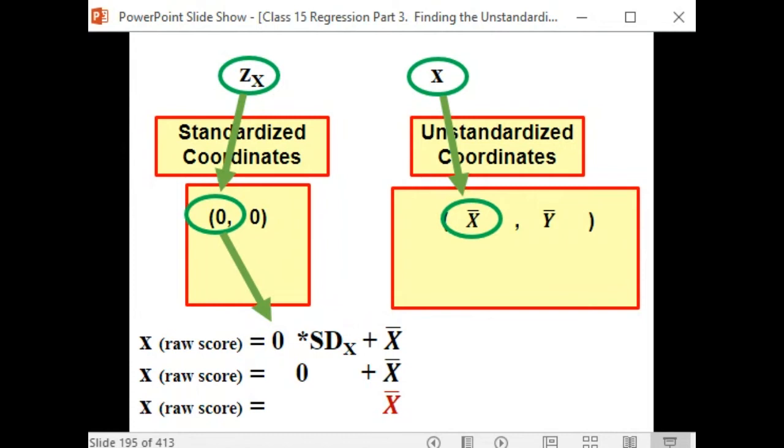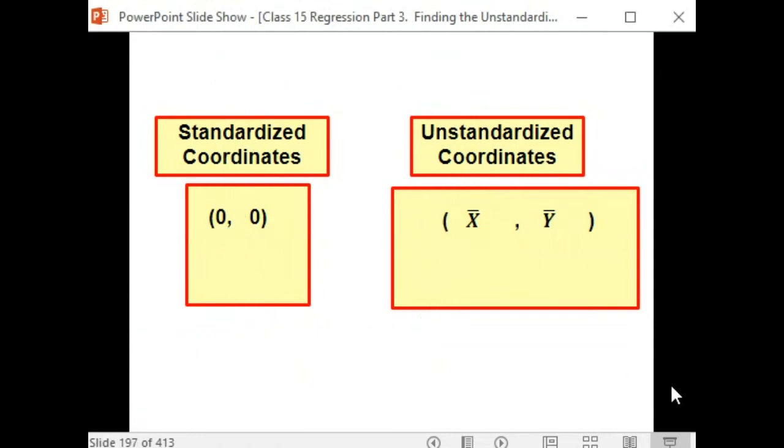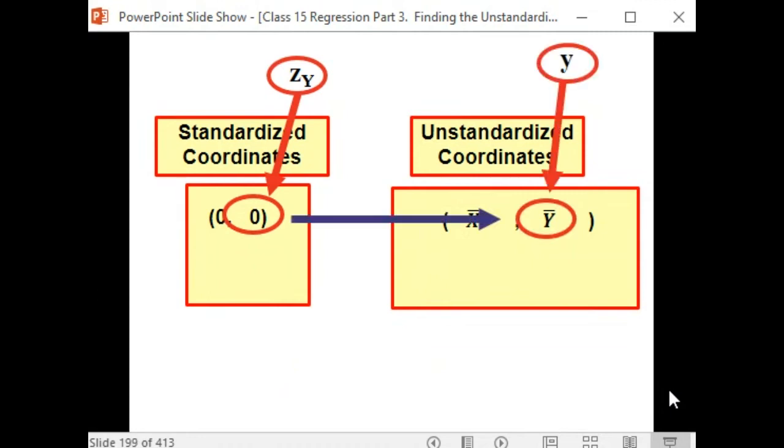So this proves that the first unstandardized coordinate of the point of averages really is the mean of x. Okay, so we just went through that to show how you could use the z of x to find x. Now, we could repeat the same process to prove that the z of y is 0, and that y, that is the raw score, is equal to the mean of y. But we'll just skip that. It's the same thing as for x anyway.